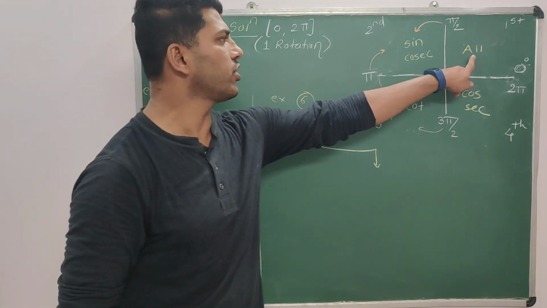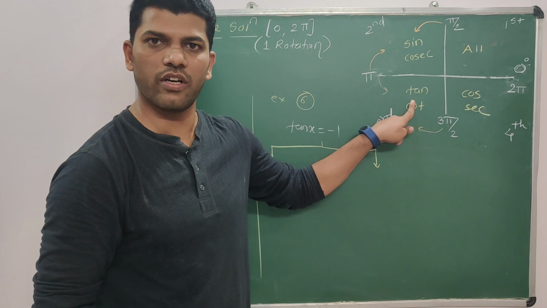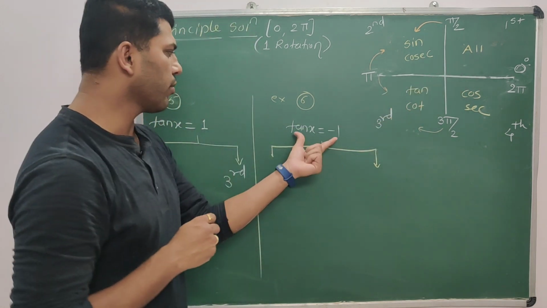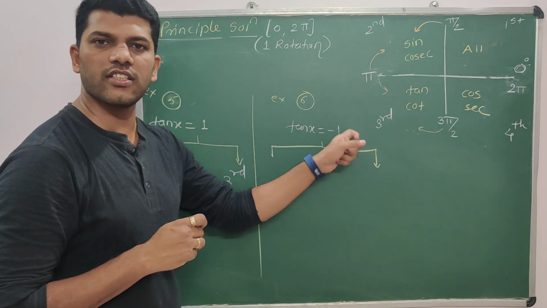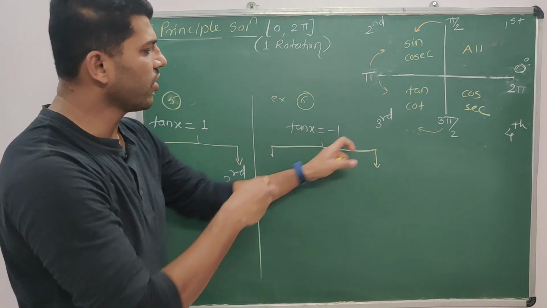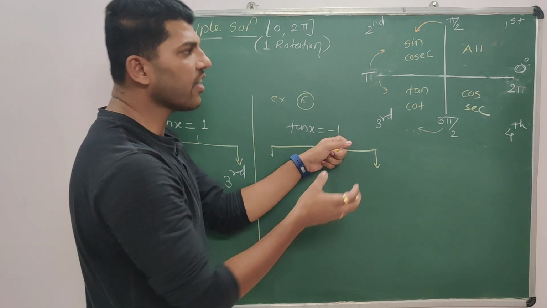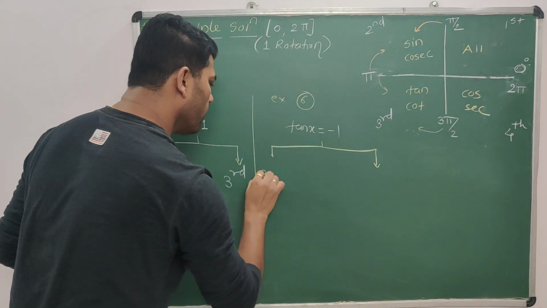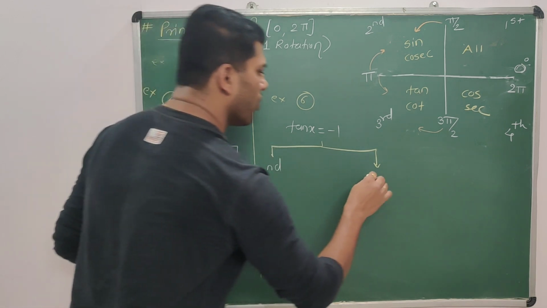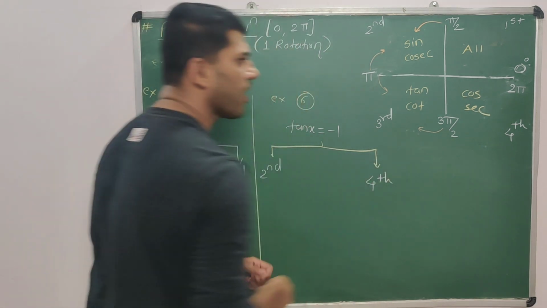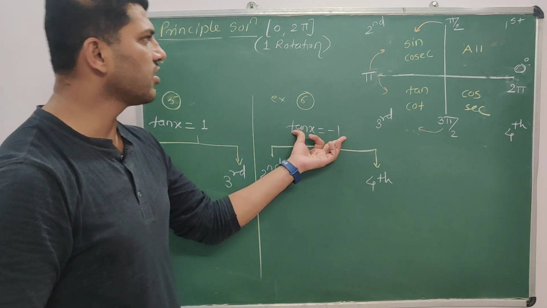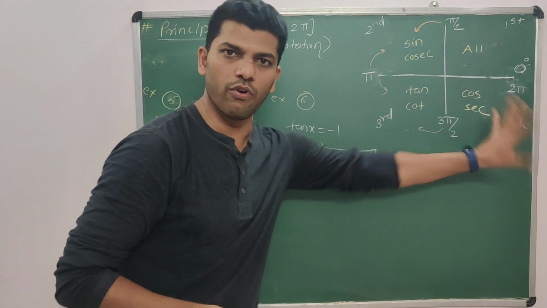Tan x is positive in the first and third quadrant, therefore the solution lies in the first and third quadrant. Okay, what about this? Tan x is negative. Where is tan negative? Tan theta is negative in the second and fourth quadrant, which means one of the solutions lies in the second quadrant while another one lies in the fourth quadrant. The reason is quite simple: tan is negative in the second and fourth quadrant.